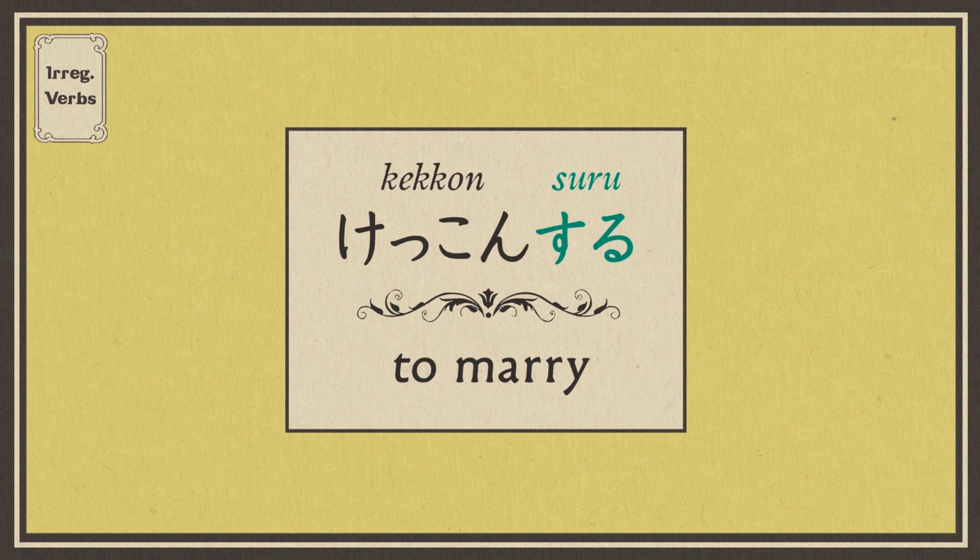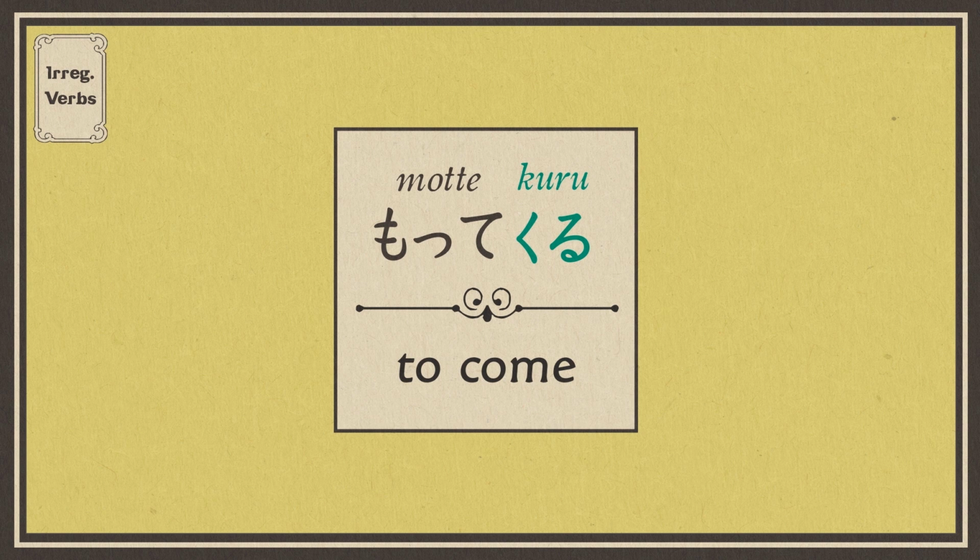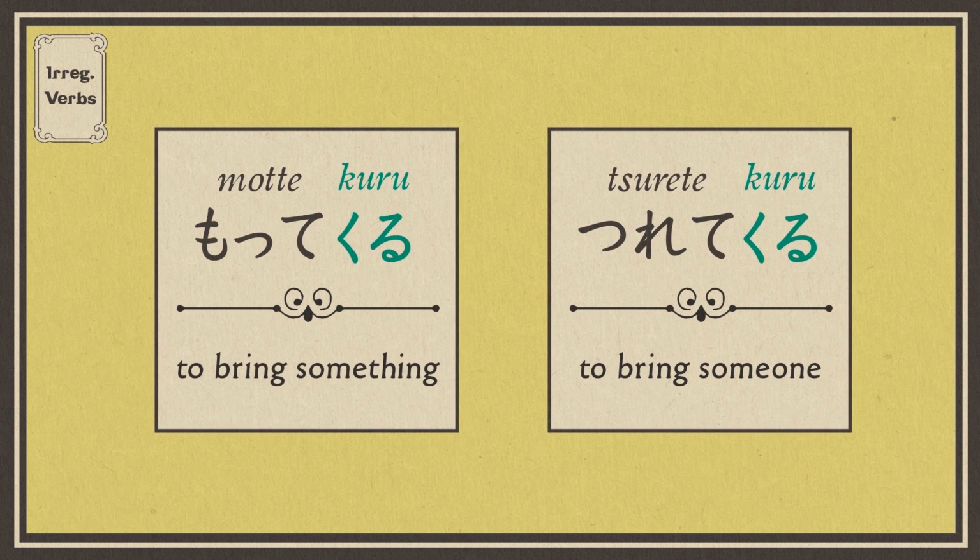In a similar fashion, 来る can also have some variations. 持ってくる means to bring something, and 連れてくる means to bring someone.